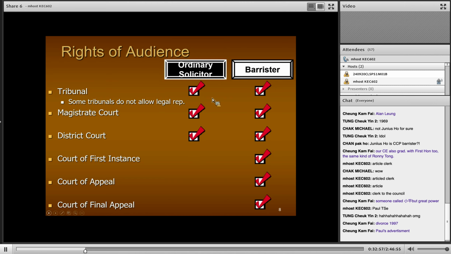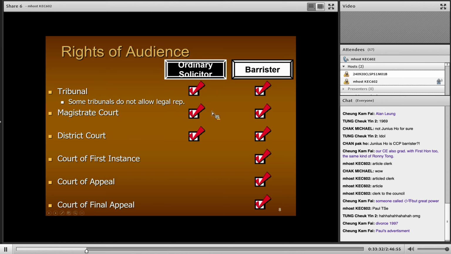So for rights of audience, we have two different branches of law, solicitor and also barrister. For solicitor, we just focus on ordinary solicitor. Ordinary solicitor means those solicitors who are not solicitor advocates. Later on, I will come across a term called solicitor advocate. Okay? They are solicitors with special qualification. They can enjoy more rights of audience. But for now, we just look at ordinary solicitors.